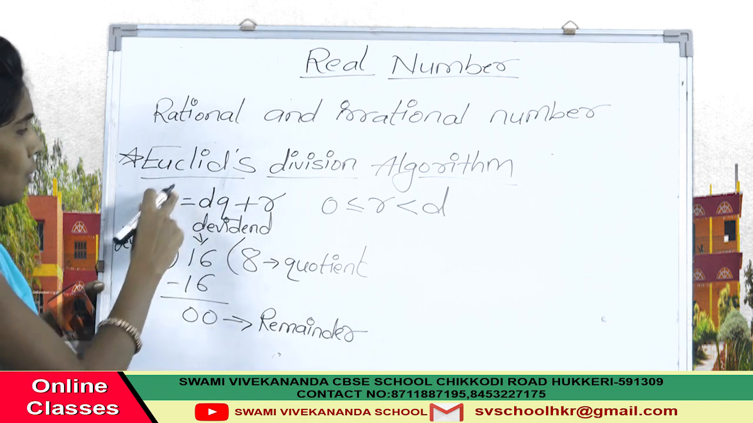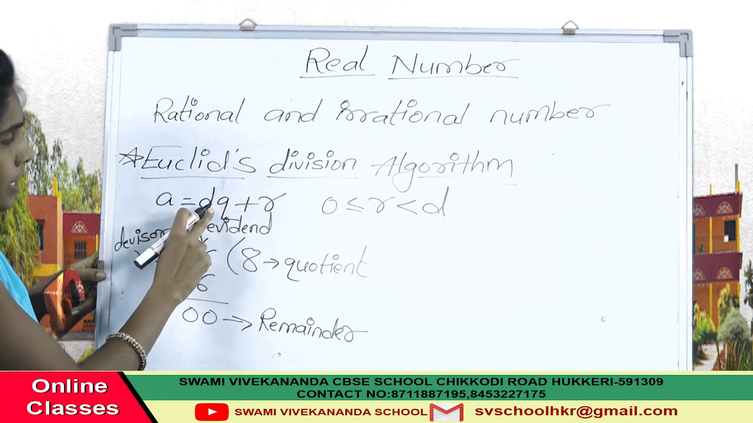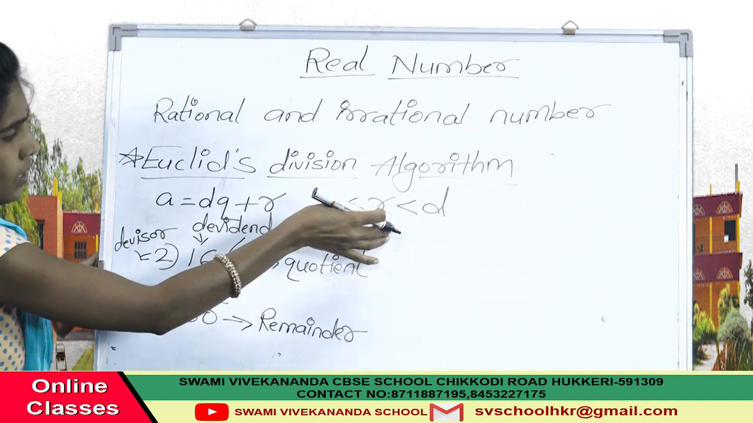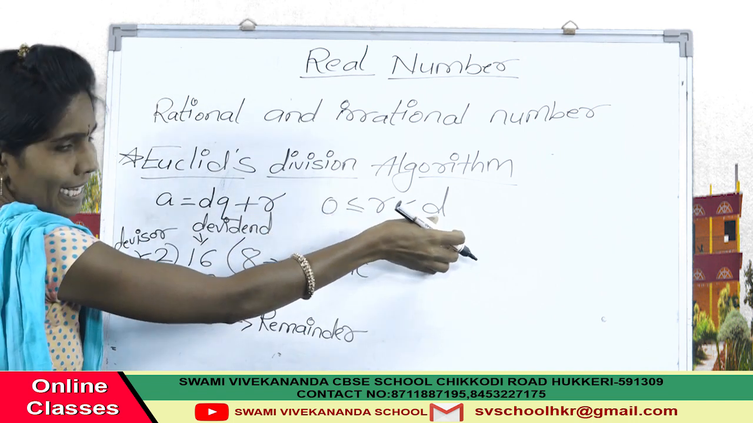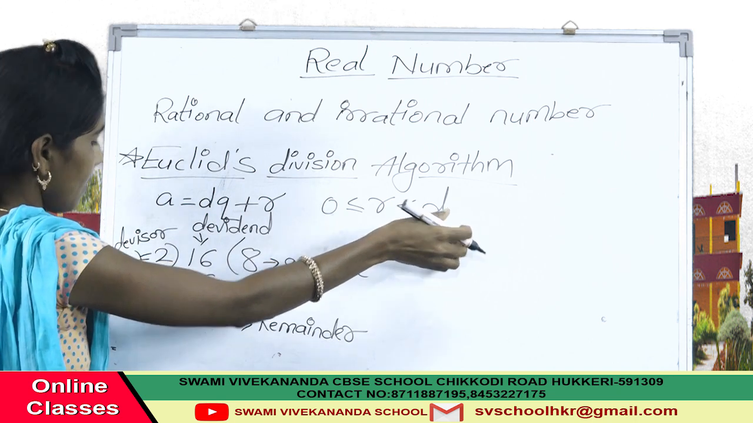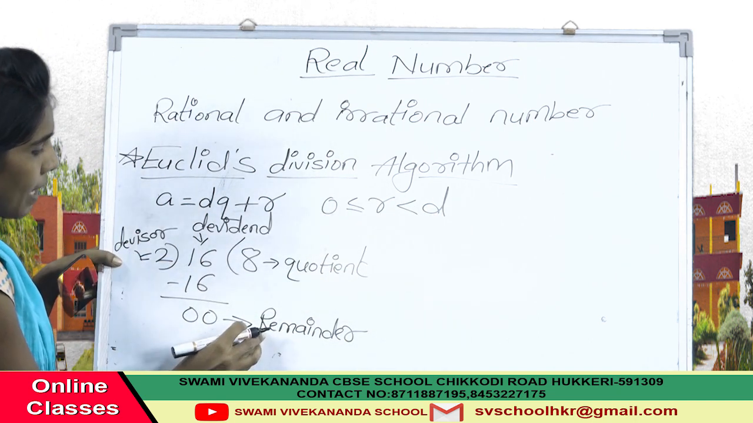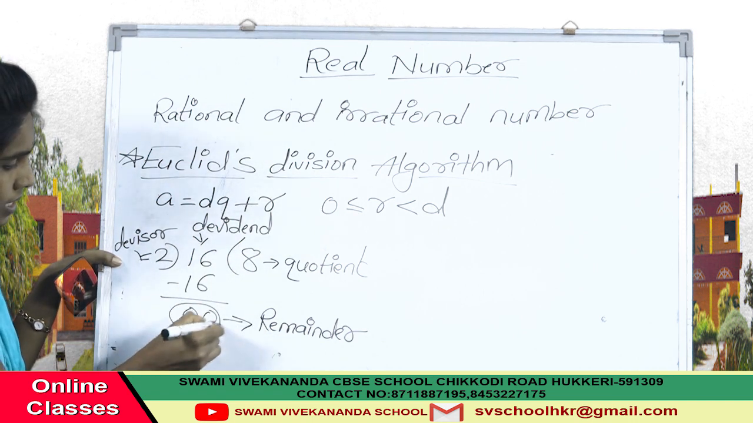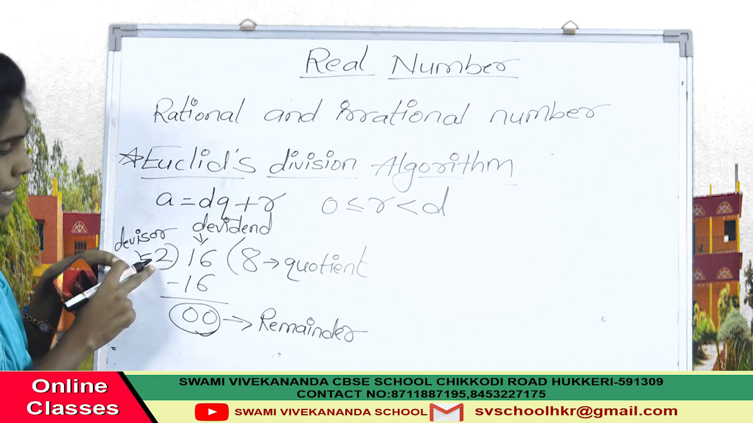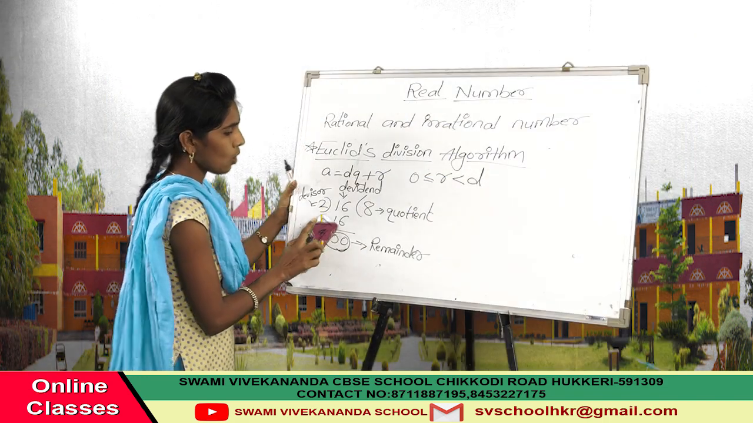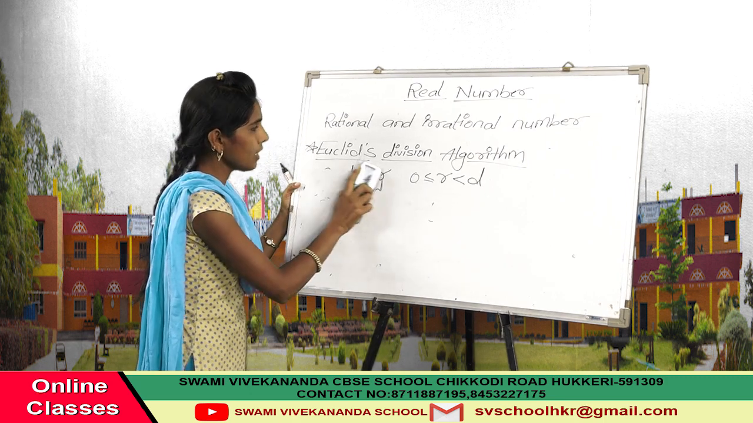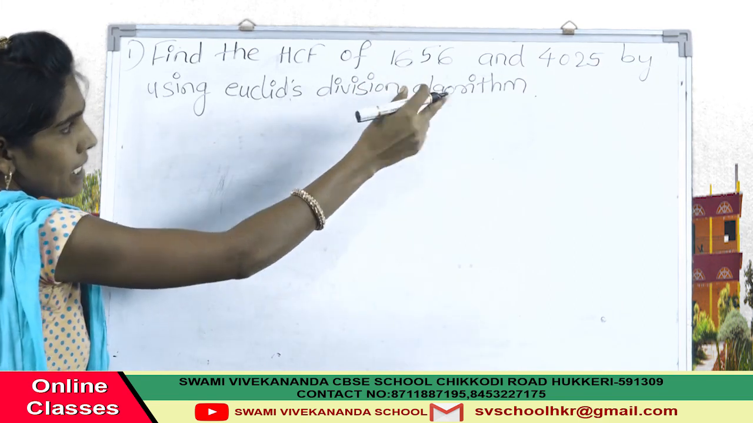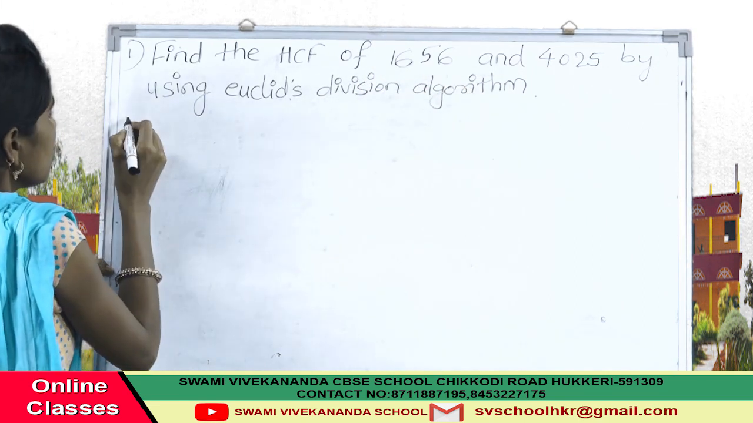See, what Euclid said? A is equal to D into Q plus R, but R is equal to 0 or greater than 0 and less than the divisor. The remainder is always less than the divisor. Our remainder is less than this divisor? Yes. Next, we will solve one example using Euclid's division algorithm. Find the HCF of 1656 and 4025. Solution.